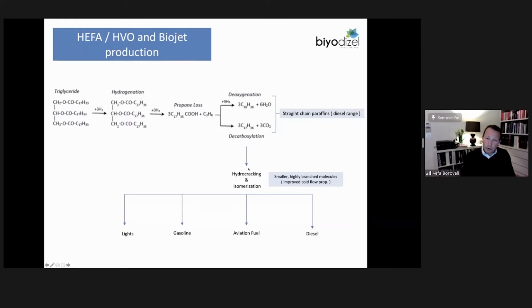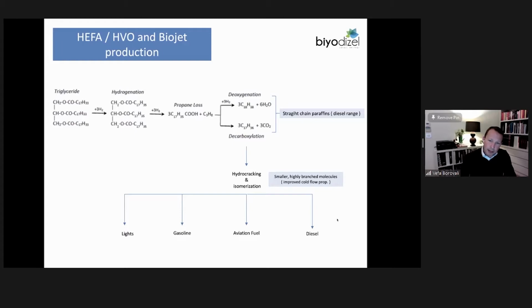Then we can go through hydrocracking and isomerization to obtain smaller and highly branched molecules. Highly branched molecules are so valuable in the field because they have very high improved cold flow properties. You know, for the aviation industry, up in the air, we have minus 45 Celsius degree. So the fuel has to be in the liquid form. So the moment we have highly branched molecules, it can resist to minus 45, minus 46 degrees. It can even be better than Jet A1 fossil fuel aviation fuel.